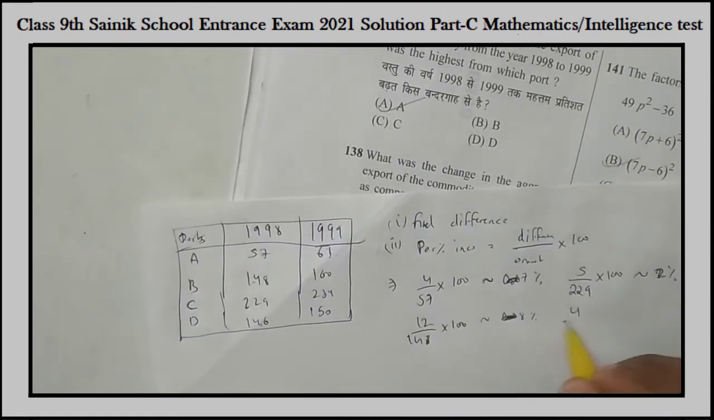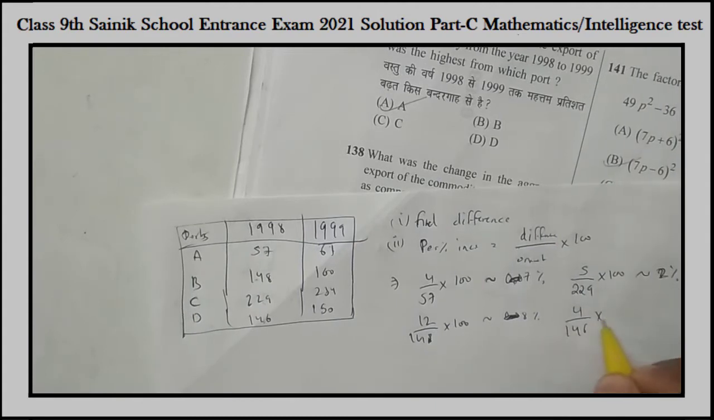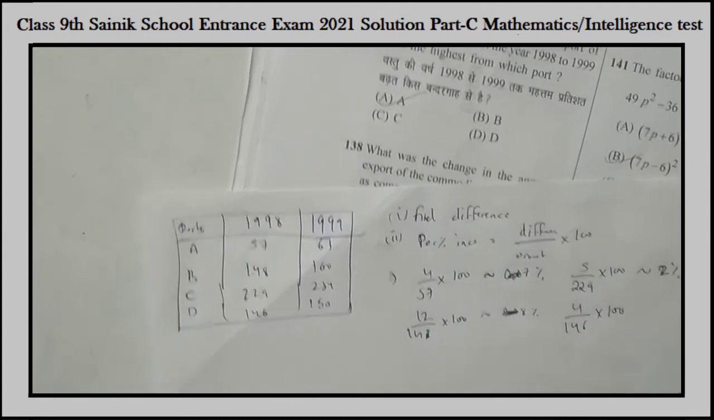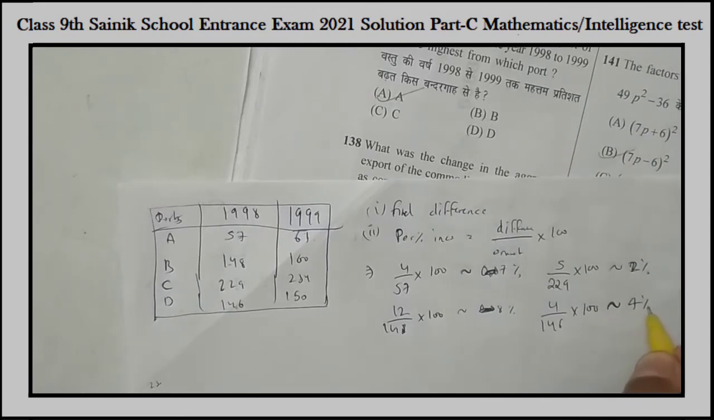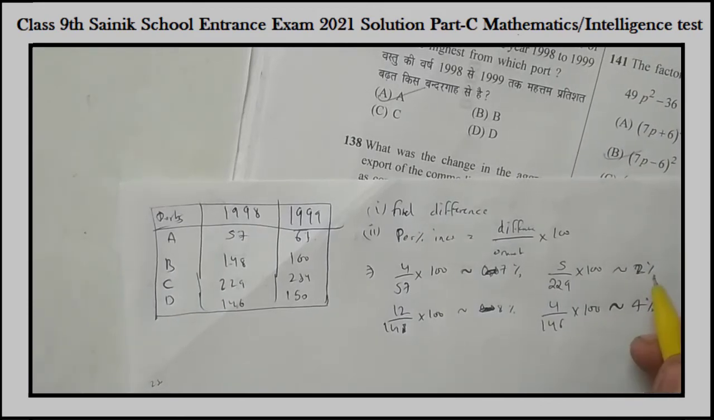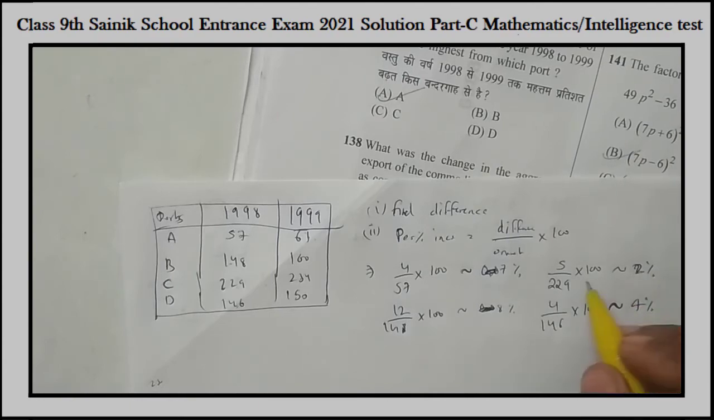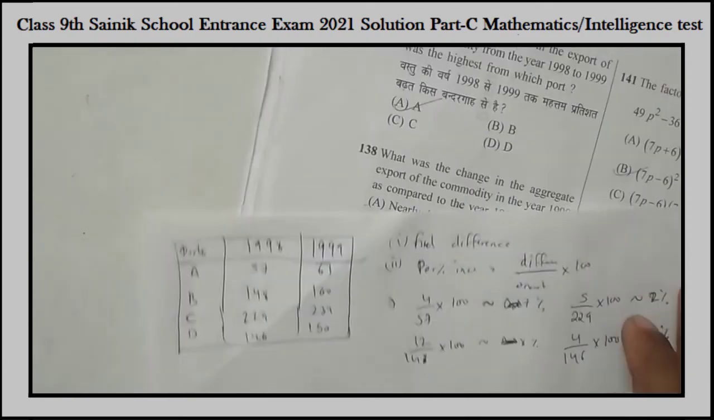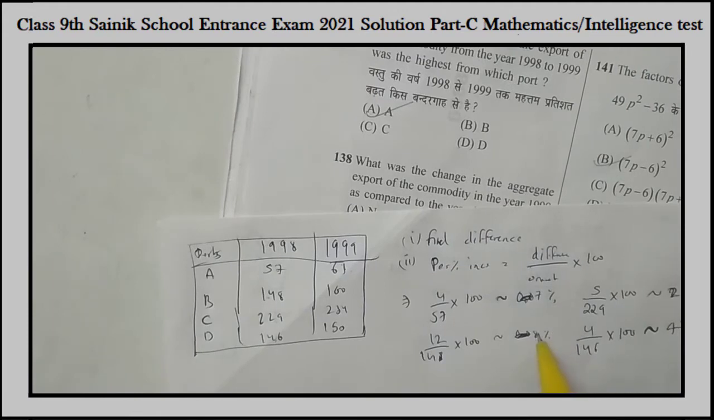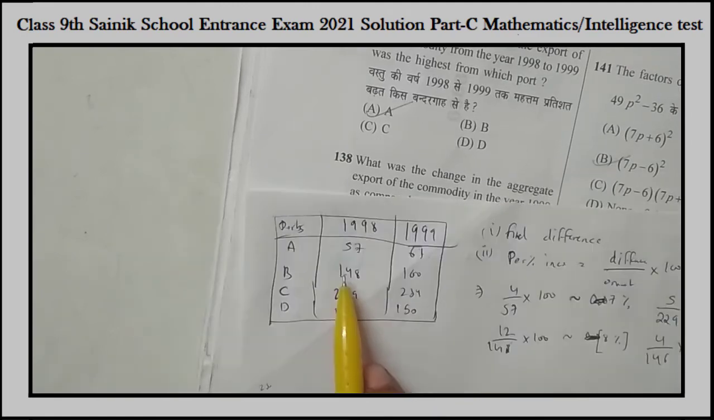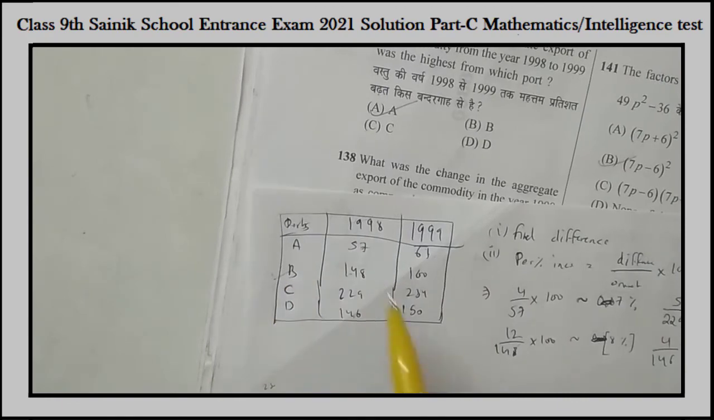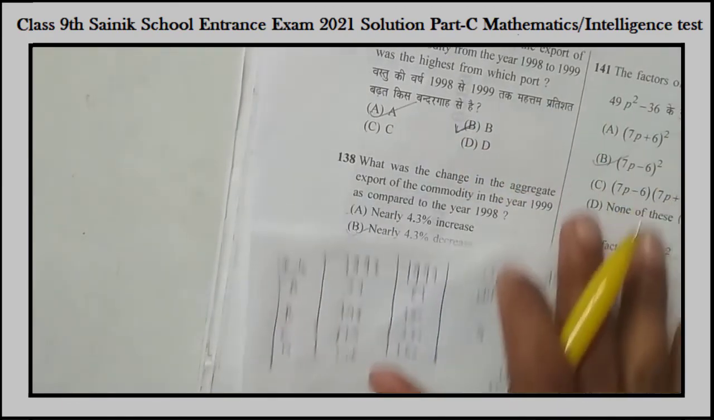Okay, and for this one, the increase is 4 and the original value is 146, multiplied by 100, and the approximate value is 4%. These are approximate values. We cannot calculate the exact value, but from the approximate values we can easily find the answer. So what is the maximum percentage increase? The maximum percentage increase is in B. So the correct option is B.